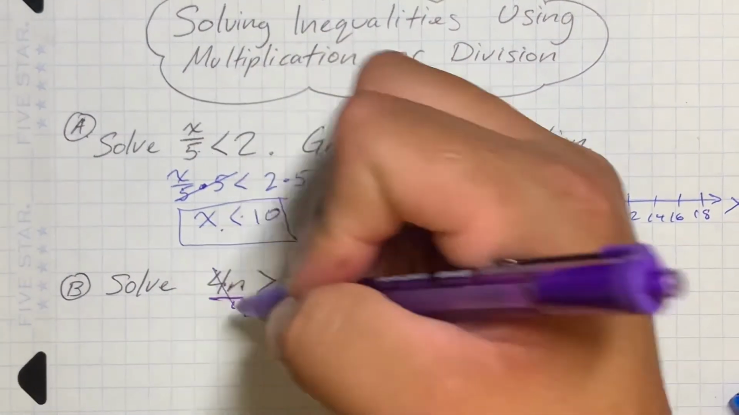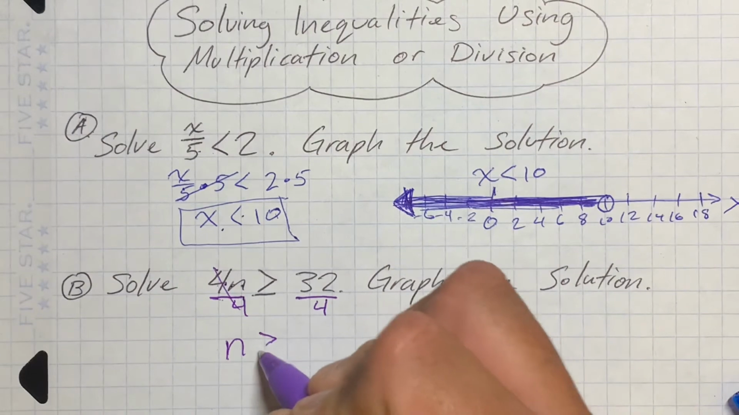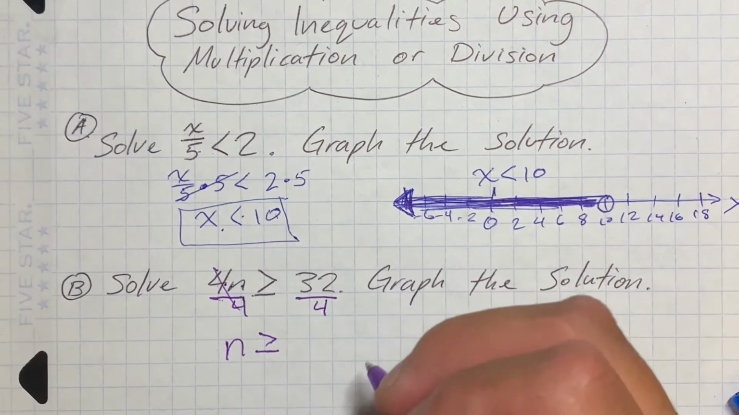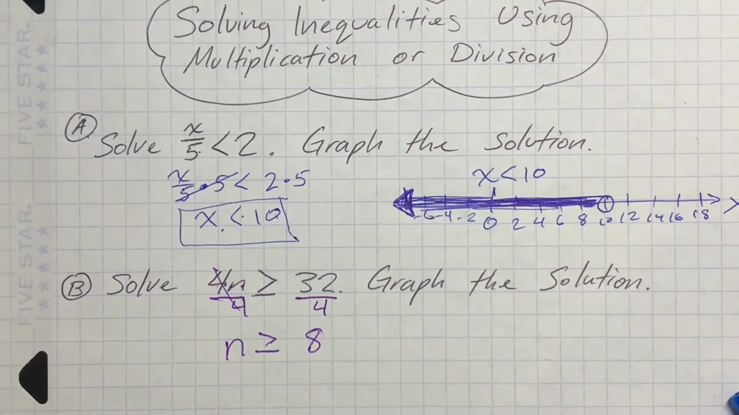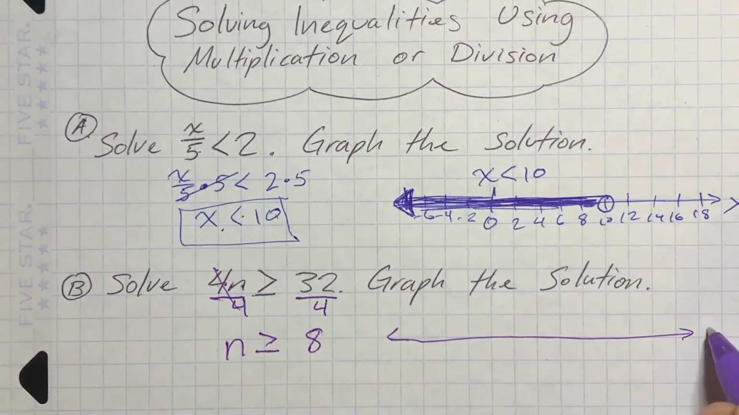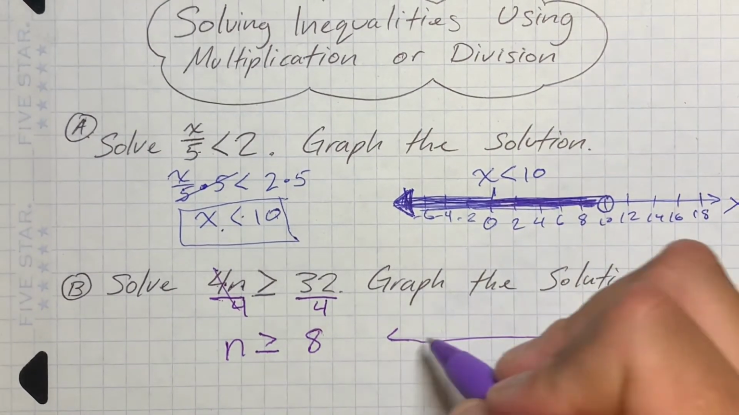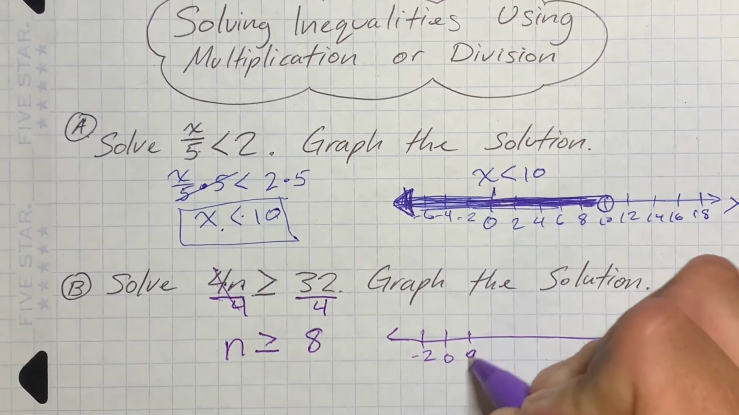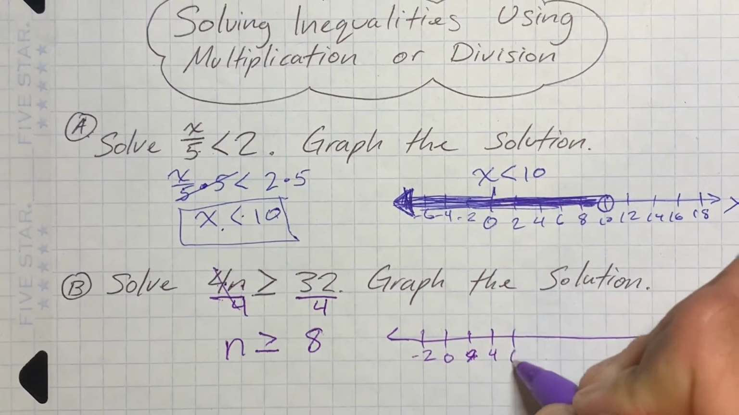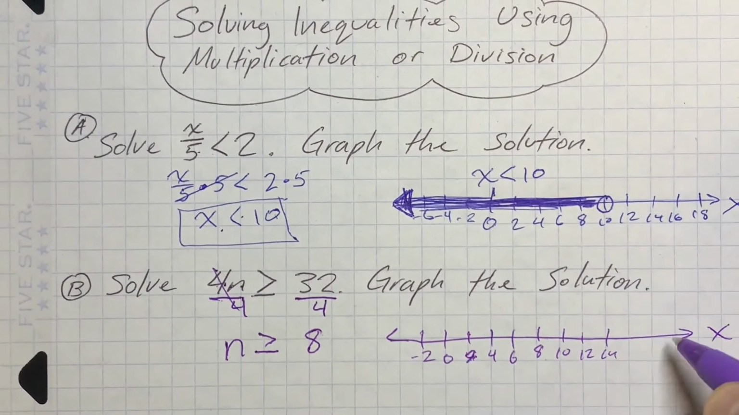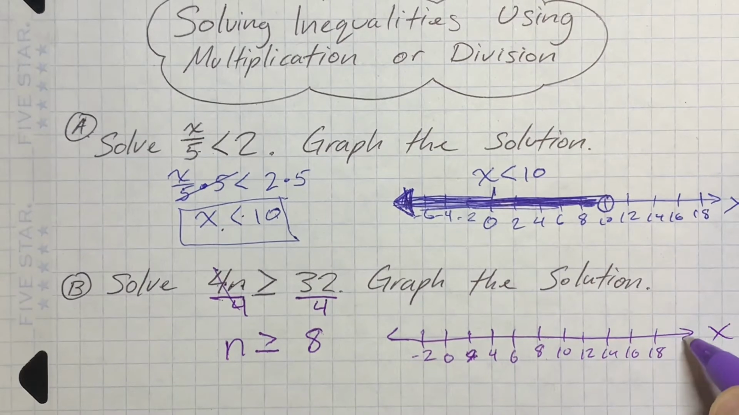So we're going to divide by 4 on both sides of the inequality. 4 divided by 4 equals 1. n is by itself. Okay. 32 divided by 4 is going to be 8. Now we're going to get your horizontal number line, your x-axis, and let's call this 0, negative 2, positive 2, positive 4, 6, 8, 10, 12, 14, 16, 18, 20, so on and so forth to positive infinity.